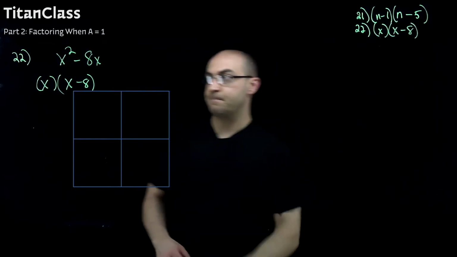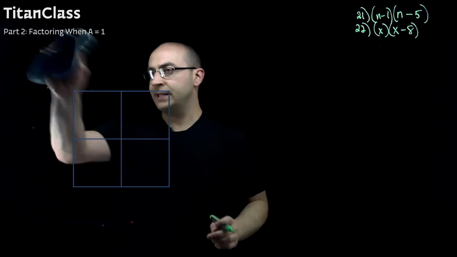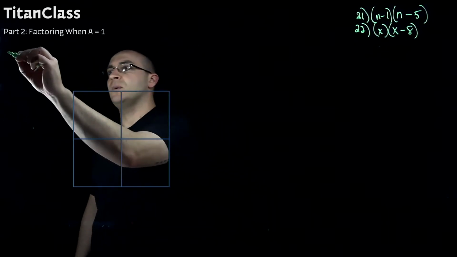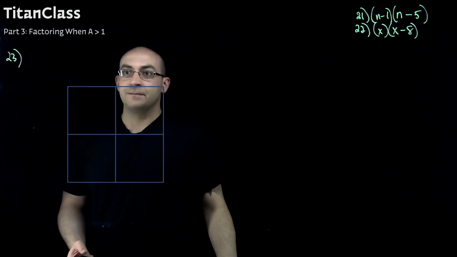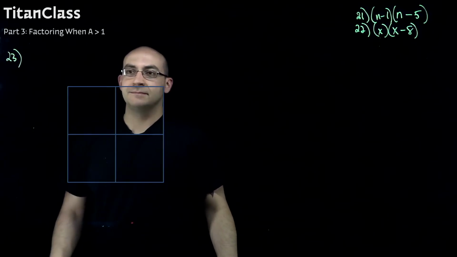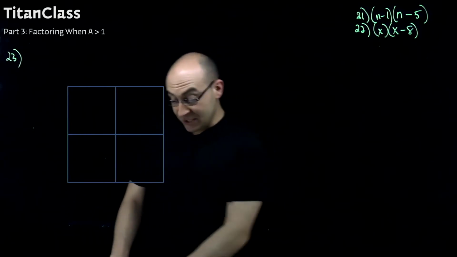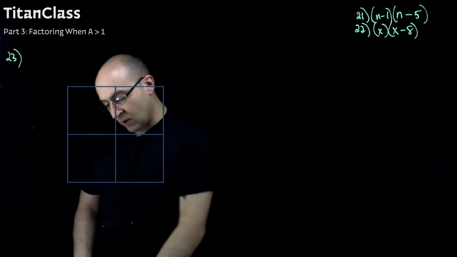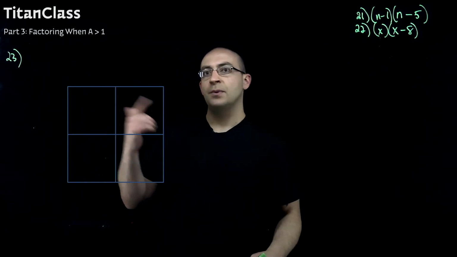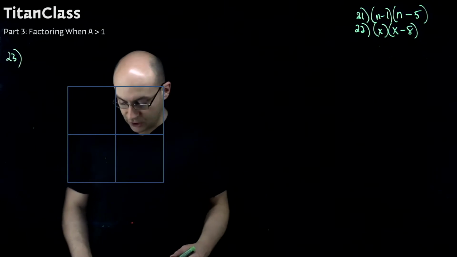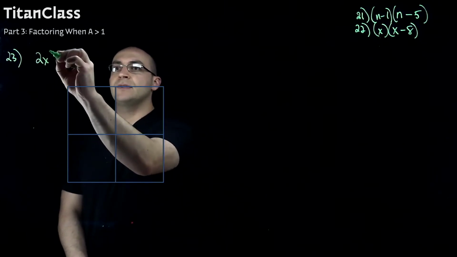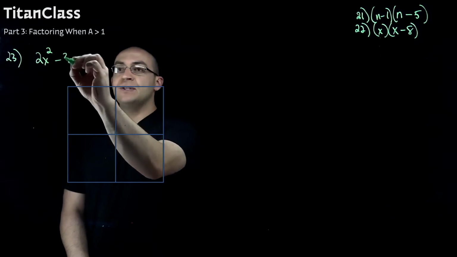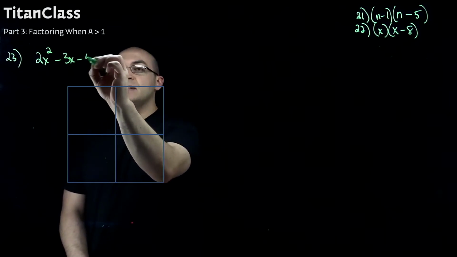All right. What is the next set, which starts at 23? Uh-oh. Factoring when a is greater than 1. Okay, so same process, 3 terms, but the initial value, the leading coefficient, what we call it, is greater than 1. Number 23 is 2x squared minus 3x minus 5.